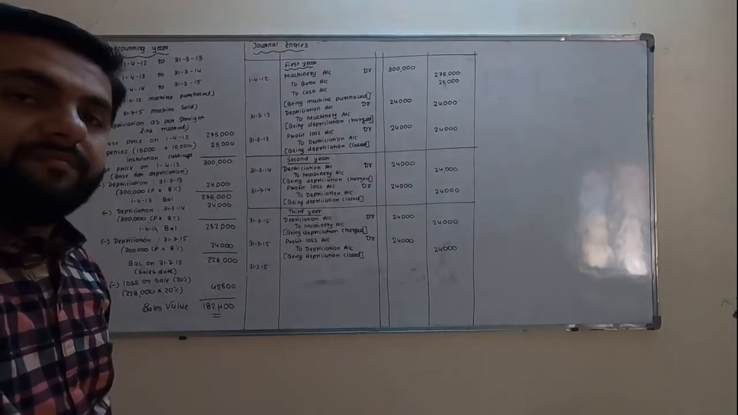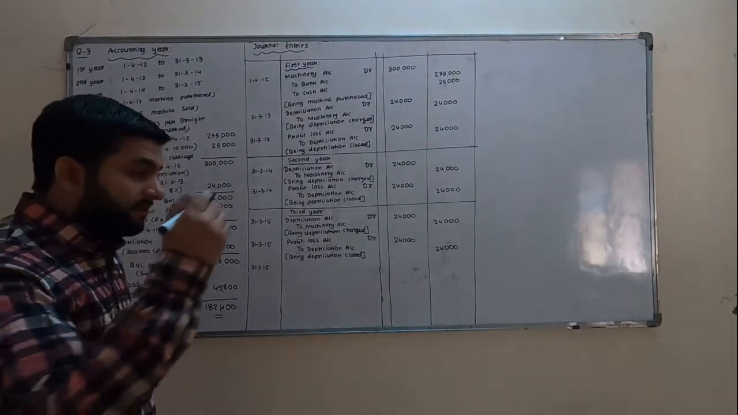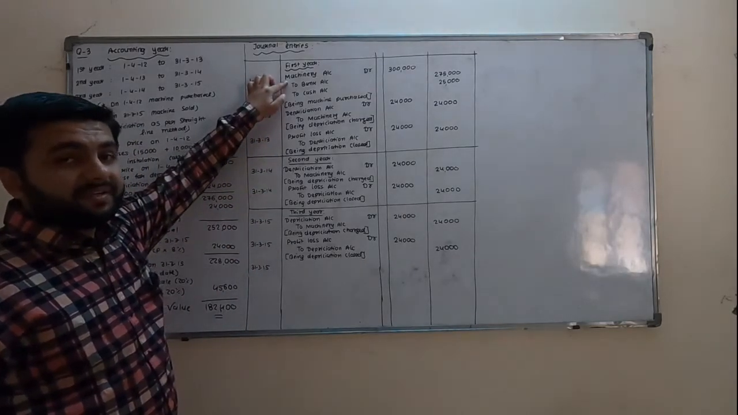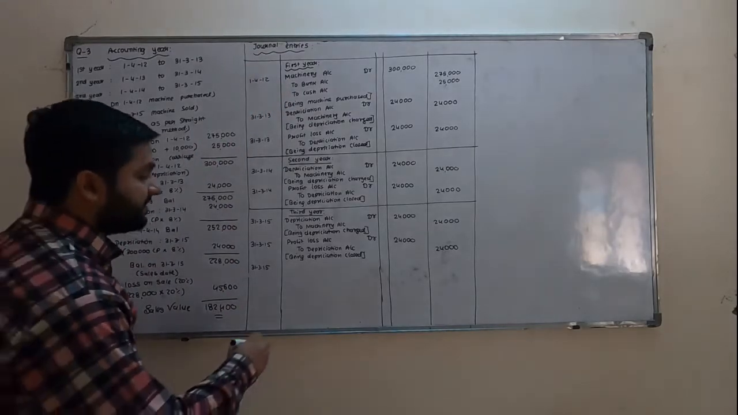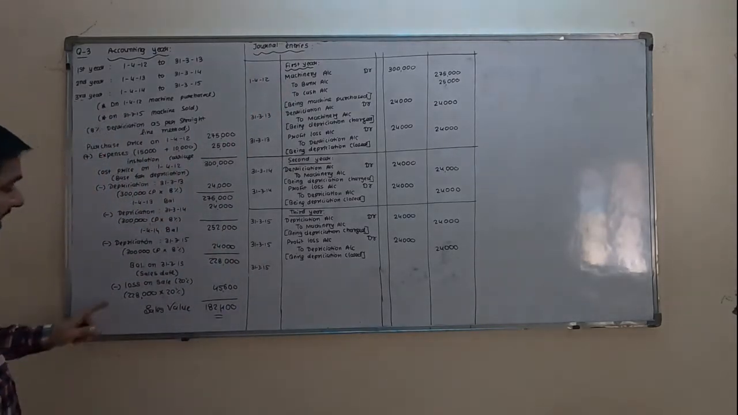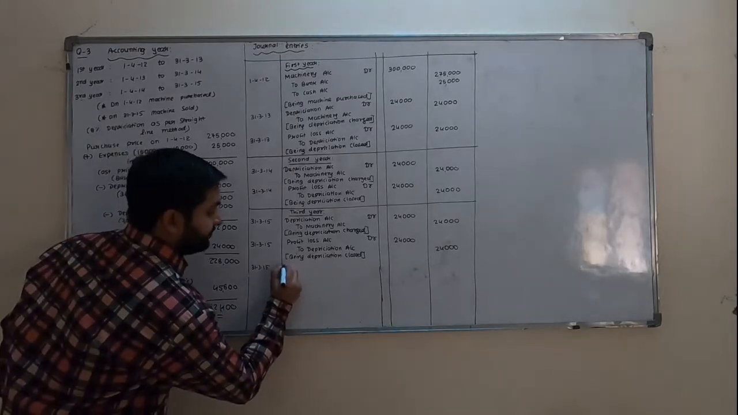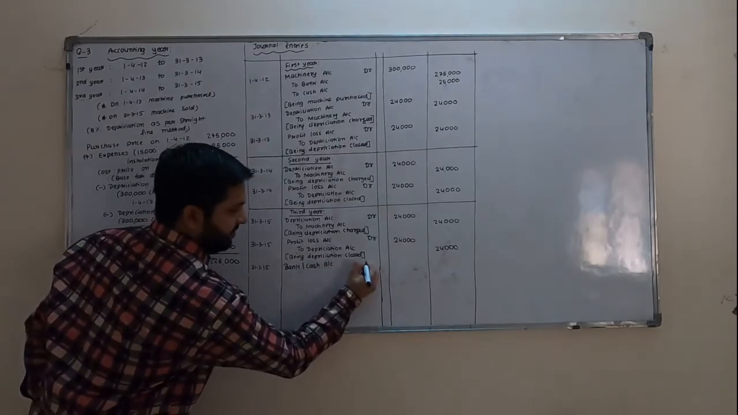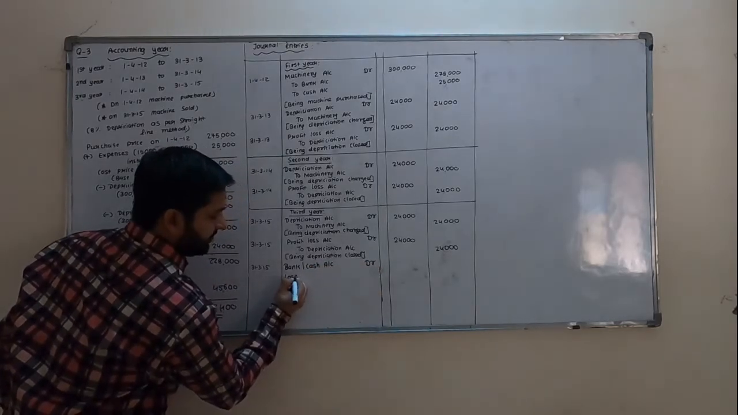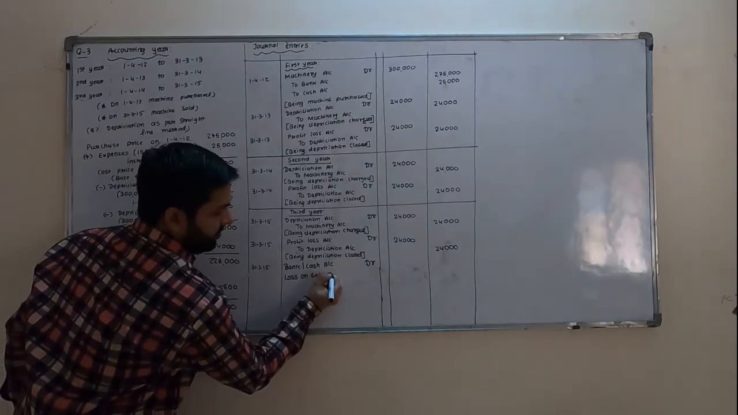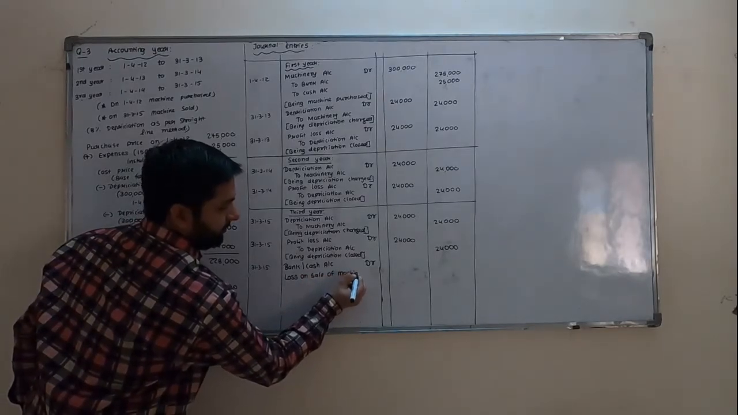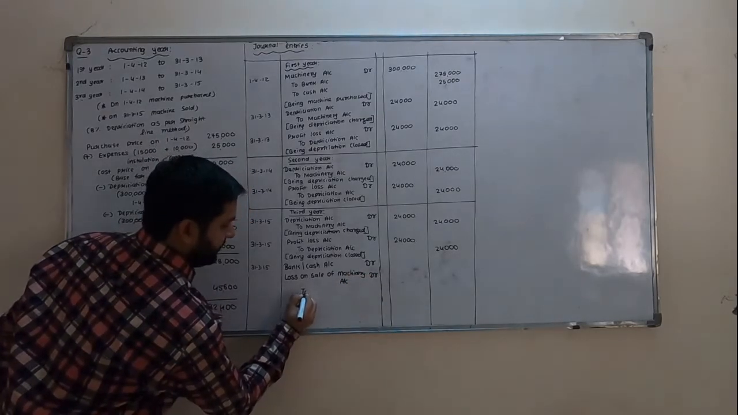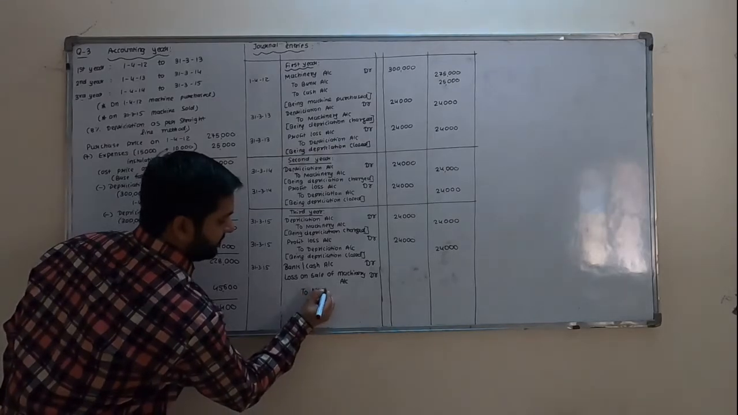Then last entry. Now last entry will be for selling the machine. When machinery is purchased, machinery is debited. When machinery is sold, machinery should be credited. Bank and cash account will be debited, and loss has occurred, so loss is debited. Because losses are debited, bank or cash account debit. You can see in our format also. Loss on sale of machinery account debit to machinery account.